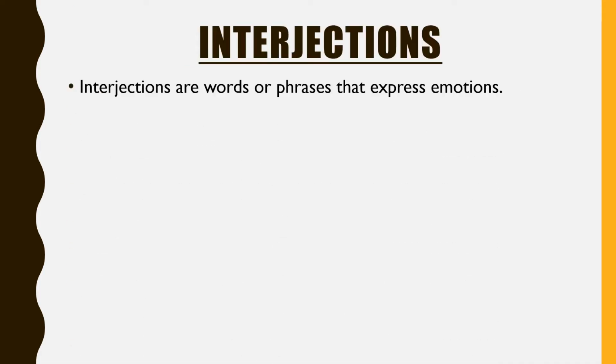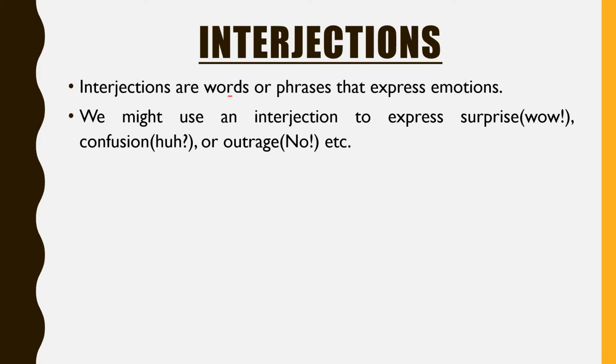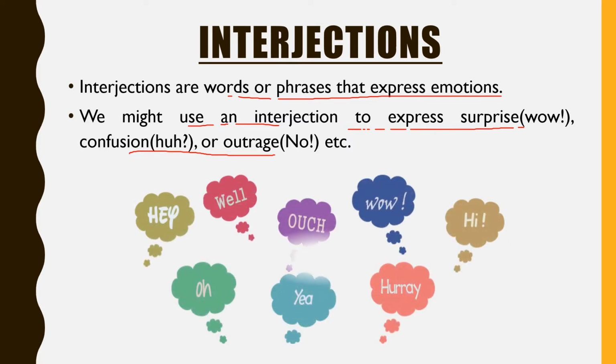So what are interjections? Interjections are words or phrases that express emotions. We might use an interjection to express surprise, confusion, or outrage, or we can say that they're forms of words which help us to express our feelings, and they make our sentences or our expressions more expressive. So here are a few interjections we hear: hey, well, ouch, oh, yay, hooray, wow, hi. All these are interjections.